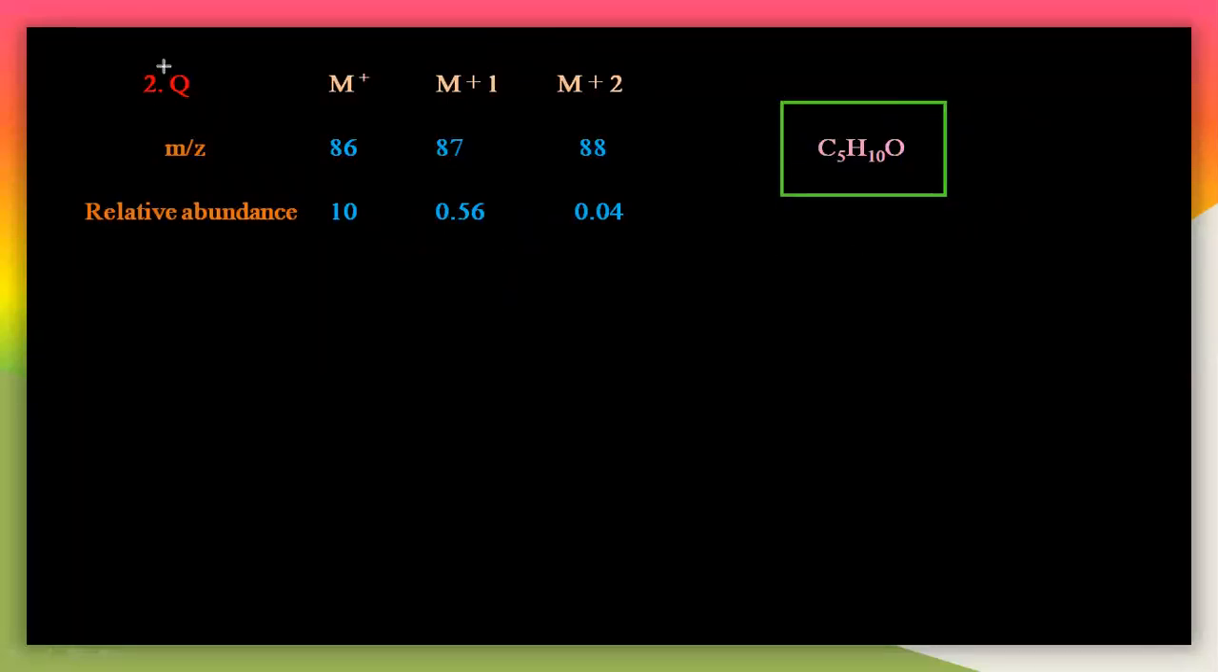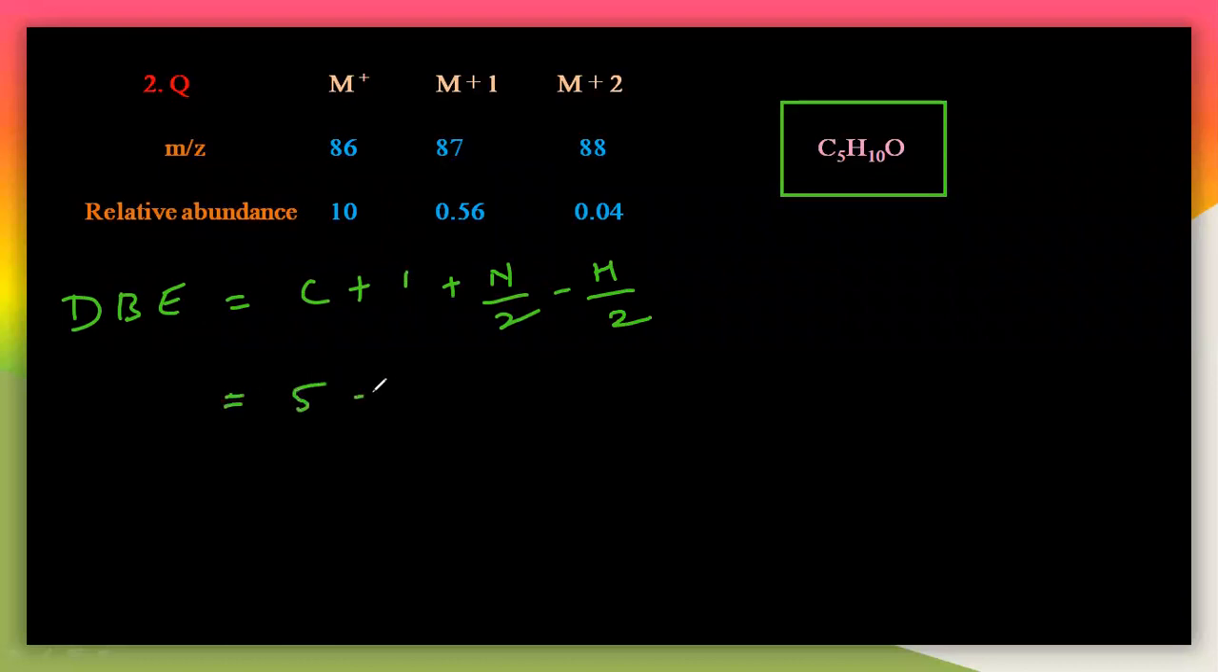So if you calculate the double bond equivalence, that is DBE, what is C plus 1 plus N by 2 minus H by 2. Remember this formula here. That is C plus 1 plus N by 2 minus H by 2. The number of carbons is 5, plus 1, plus 0, minus 10 by 2 here. So that means here 5 plus 1, that is 6. 6 minus, so 10 by 2, it is 5 here.